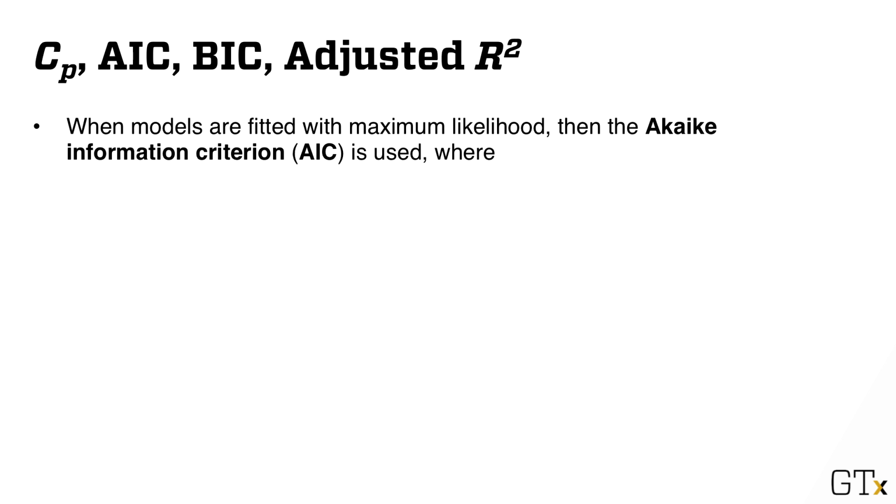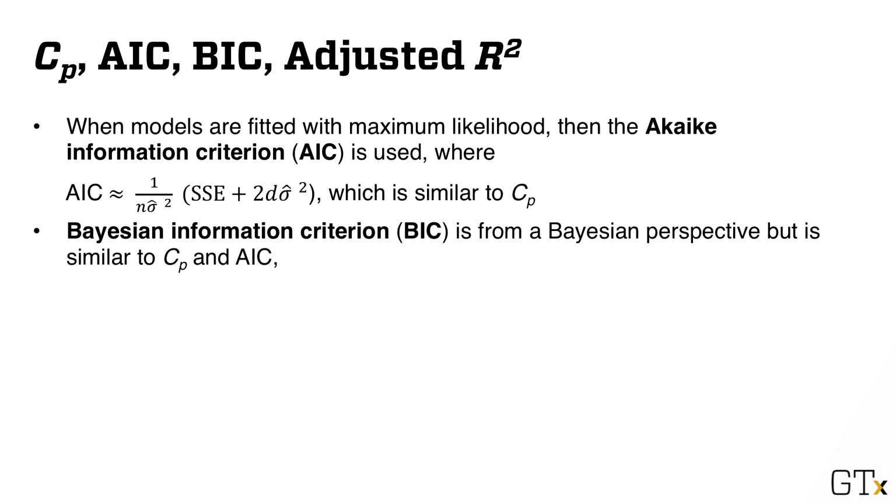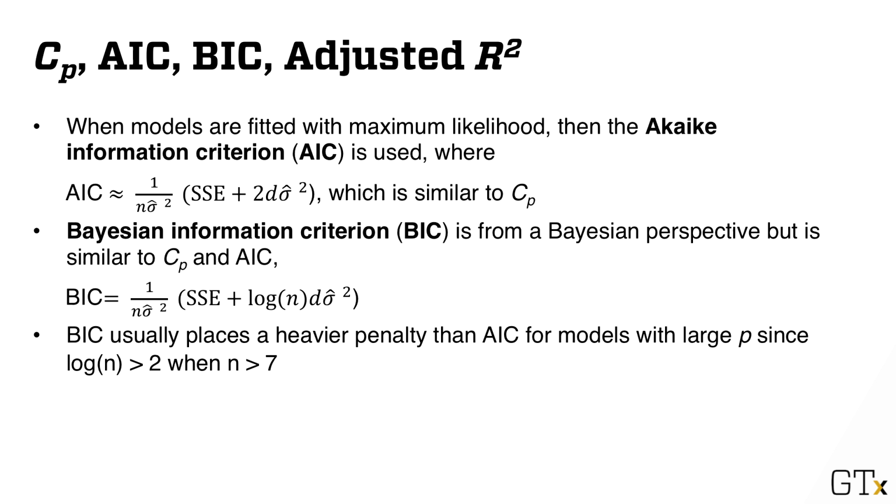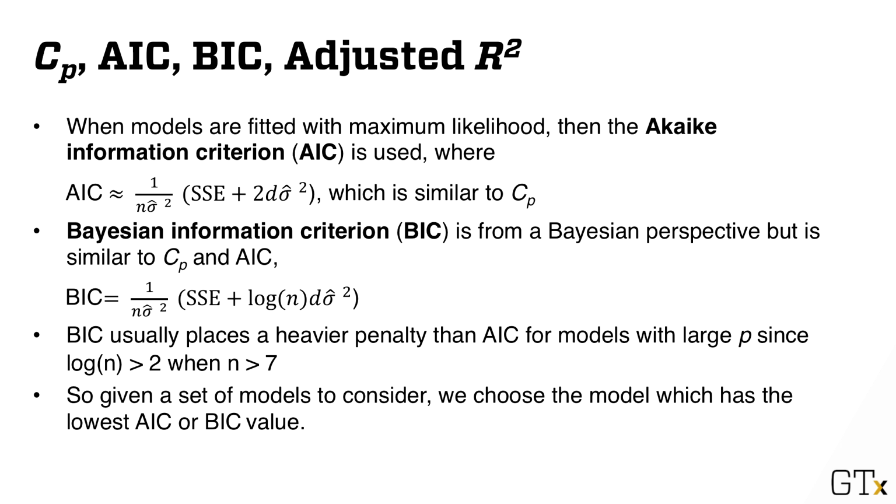There is also AIC and BIC. If the models are fitted with maximum likelihood, then the Akaike information criterion, AIC, is used, and that has a formula given here, which is very similar to Cp with a slightly different penalty term. And there is BIC, the Bayesian information criterion, which comes from a Bayesian perspective and is very similar to Cp and AIC; the formula for that is given here. Just note that BIC usually places a heavier penalty than AIC for models with large p, since log of n is greater than 2 when n is greater than 7.